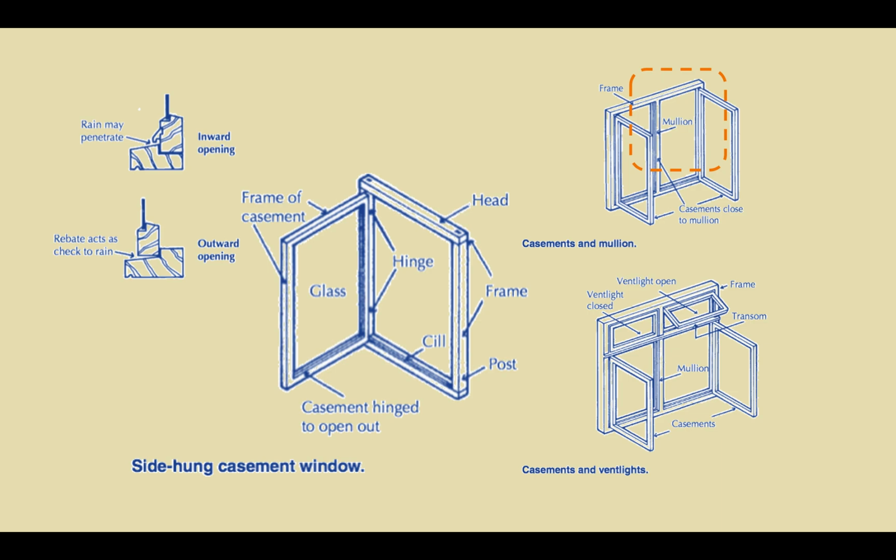For example, here we have the discussion of different parts of a casement window, including the head, the frame, the post, the sill, and the hinge, etc. These parts are important to remember because they will not only relate to this particular window type, but other different window types as well.